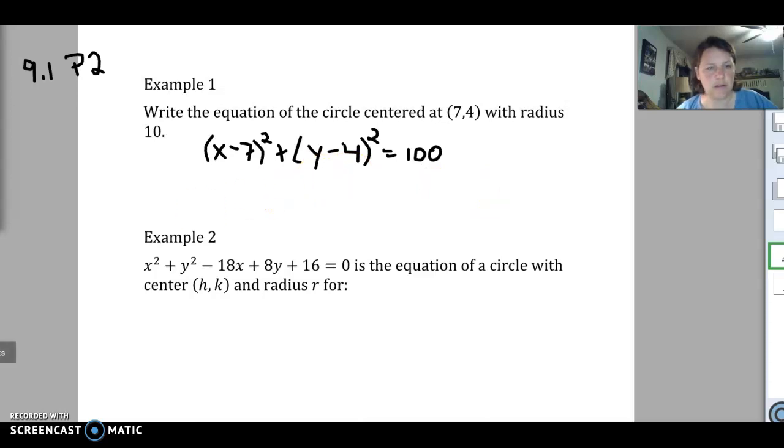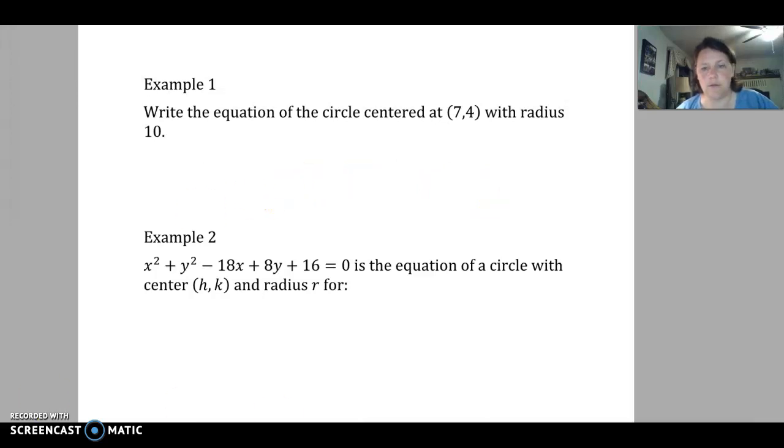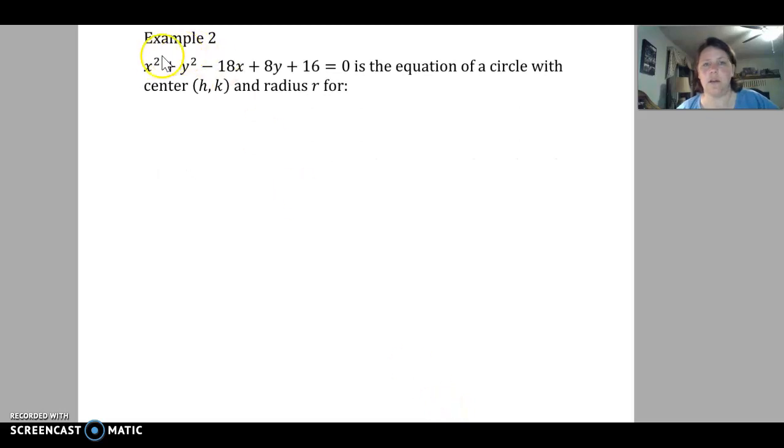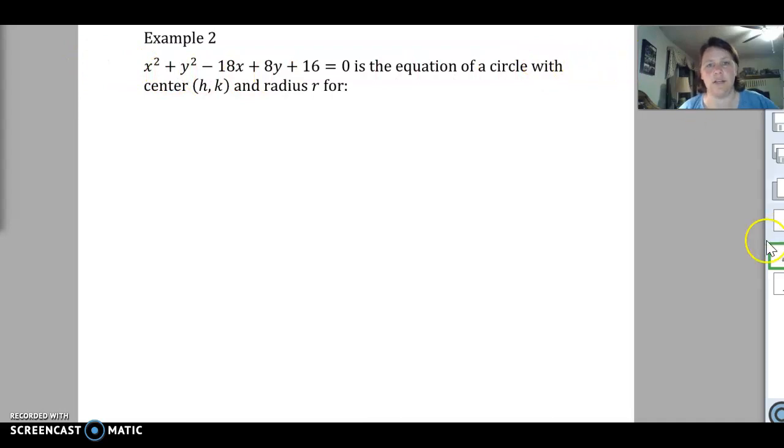Okay, I'm going to move down here a little bit. For example number 2, now this has, like you can see, a lot more variables. We're not just working with x or just working with y this time. We have x's and y's all in the same problem, and we also have a constant here. So first step, we need to organize all of our data.